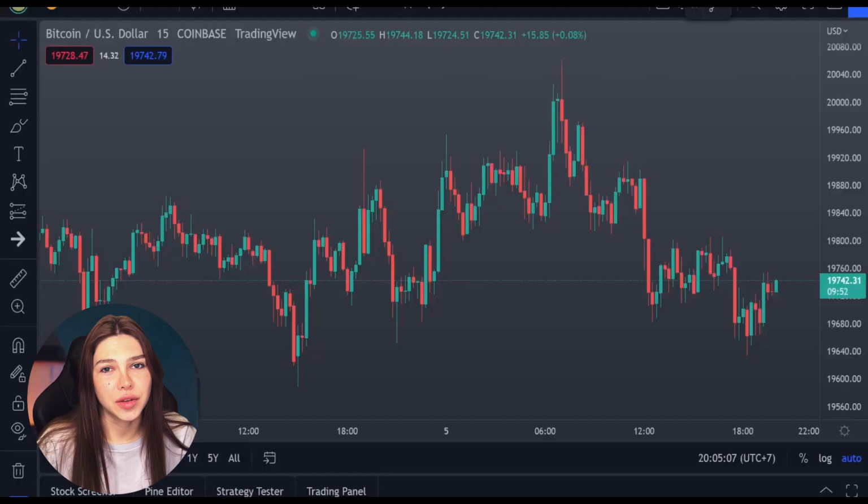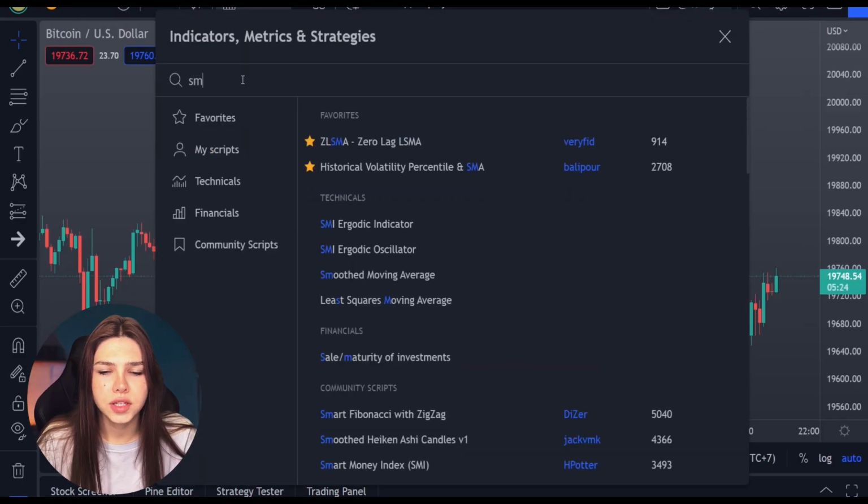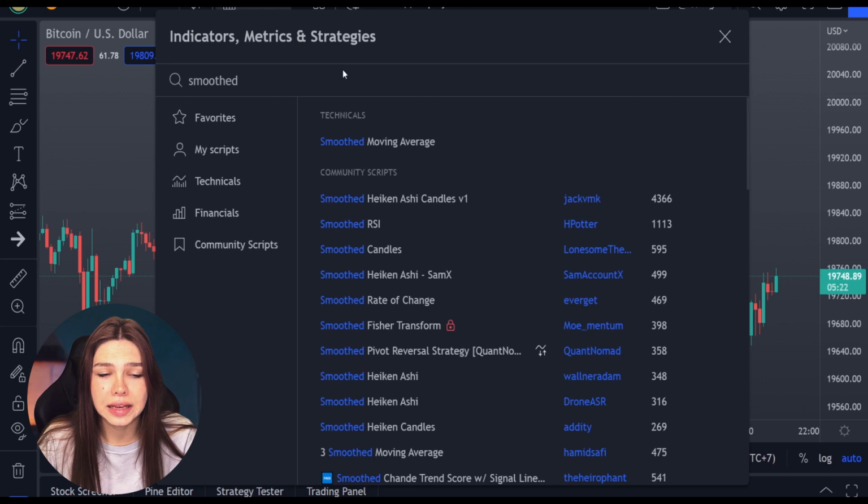So let's get started. Today I'm trading the strategy on the price of Bitcoin, but you can also perform the strategy on other cryptocurrencies, Forex, or the stock market. We use two indicators for this strategy. This is the smoothed moving average, twice. In the indicator section on TradingView, look for smoothed moving average, and click it twice.